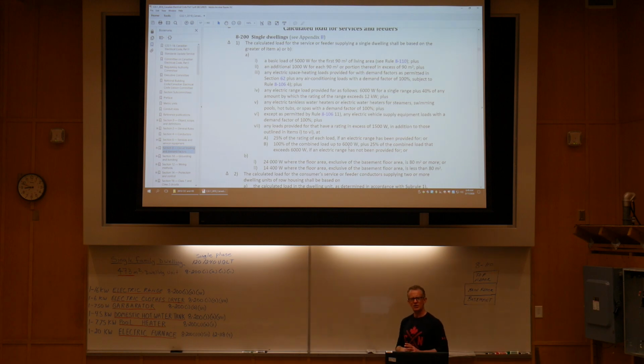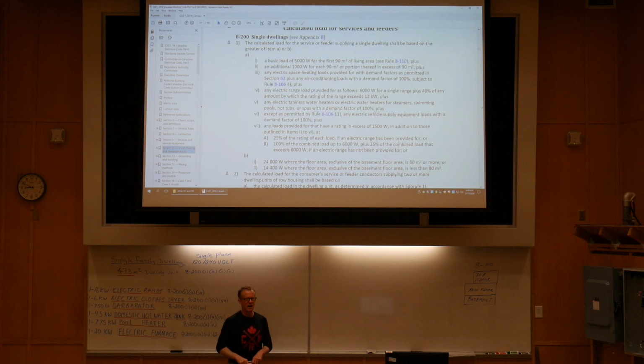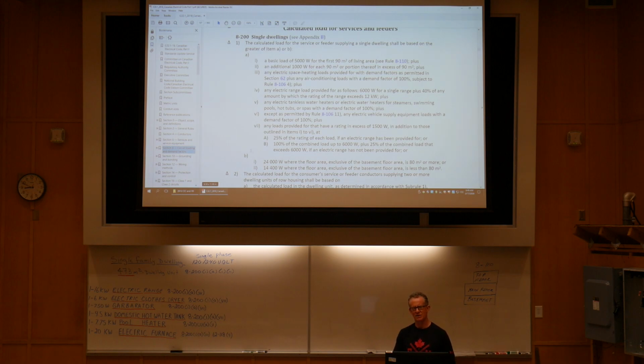So when I do these calculations, I always start with my square area, then I look at the range. Do you have a range or don't you? Because that changes the calculation, because you have to come back to the rule down here at VII and take those other loads and add them up. They're either going in at 25% or they're going in at 100% for the first 6,000 plus 25% of the rest. All right? So that's the run through of the rules.